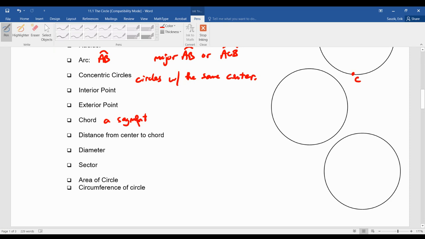Again, we got pen problems here. Not too sure what's going on with that.